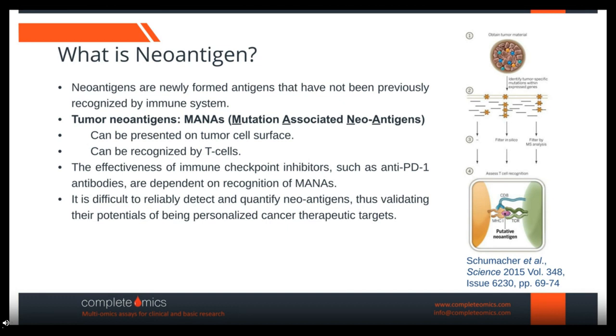Neoantigens are also the foundation of all the recent cancer immunology therapeutic methods, and immune checkpoint inhibitors such as anti-PD-1 antibodies are dependent on the effective recognition of MANAs. But despite the importance of this group of molecules, it is very difficult to reliably detect and quantify neoantigens, and therefore to validate their potential of being a drug target in the cancer therapeutics field.